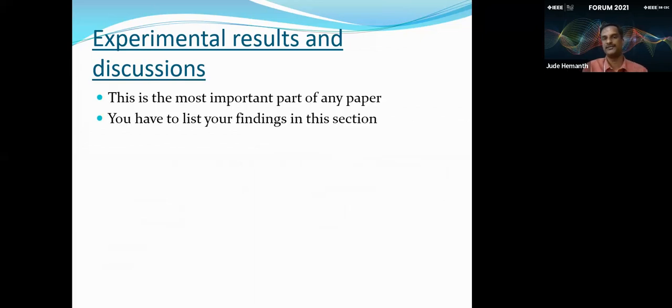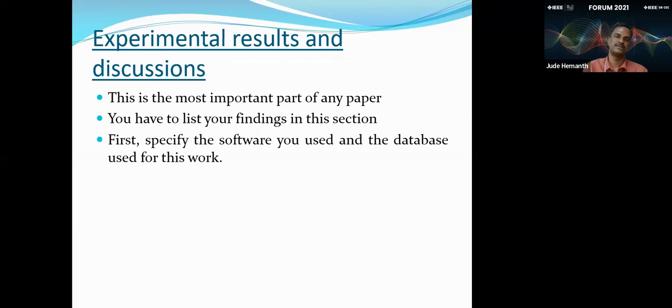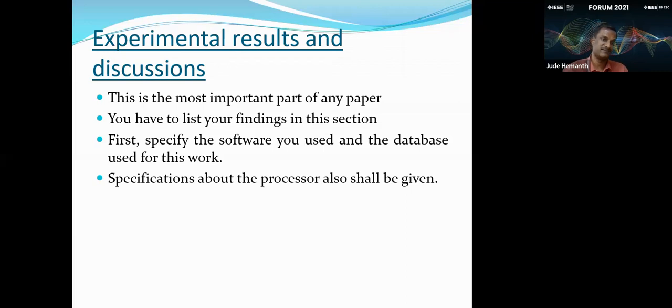You have to list your findings in this section. Absolutely fine, maybe in a tabular form, maybe in a graphical form, maybe in a different representation. You can list your findings. First, specify the software. I think you are from the computer science department. Most of you may be from the computer science department. You specify the software you are using and the database you used for this work. That's the first line you should have in your result section.